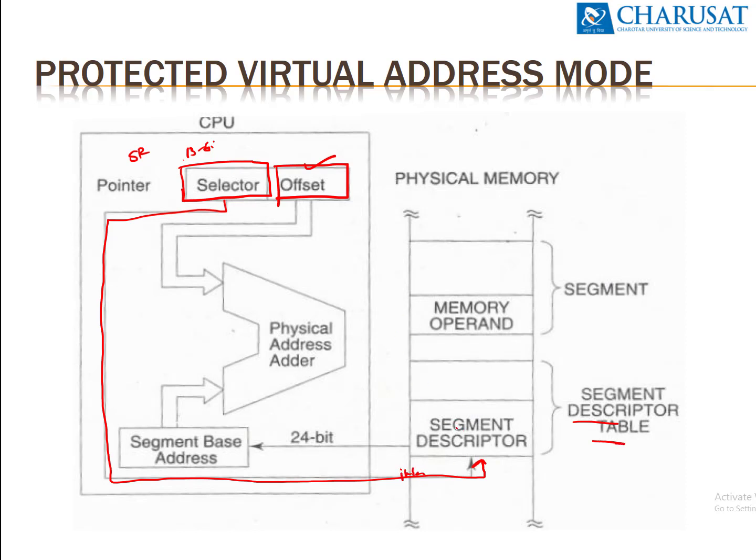The segment descriptor, 24 bits, contains the segment base address. It may be a code segment, data segment, extra segment, or stack segment. It is given to the physical address, and over here the offset is given, and the addition gives a 20-bit physical address. That 20-bit physical address specifies the address of either an instruction or data.